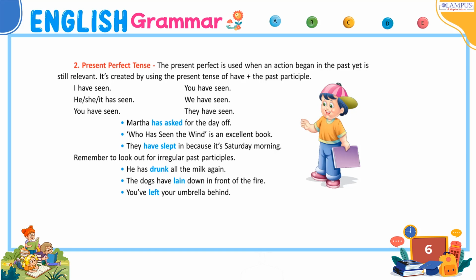Who Has Seen the Wind is an excellent book. They have slept in because it's Saturday morning. Remember to look out for irregular past participles. He has drunk all the milk again. The dogs have lain down in front of the fire. You've left your umbrella behind.